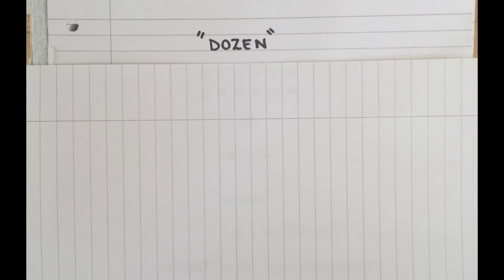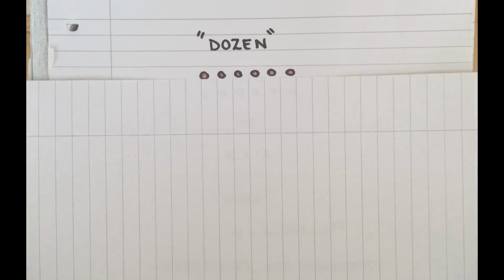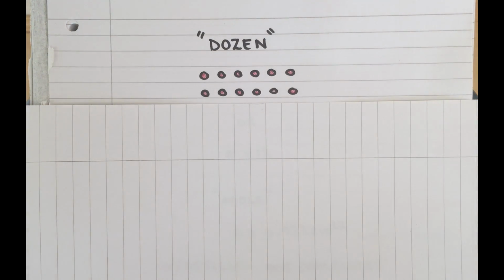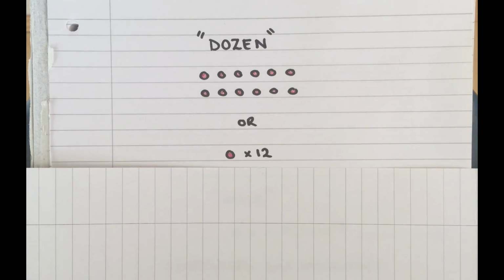When we say a dozen, we mean 12 of something. So I can have a dozen eggs, I can have a dozen dogs, I can have a dozen cars. So you can see on my page here, I have a dozen dots. Another way of representing this is by saying that I have one of my dots times by the number 12.